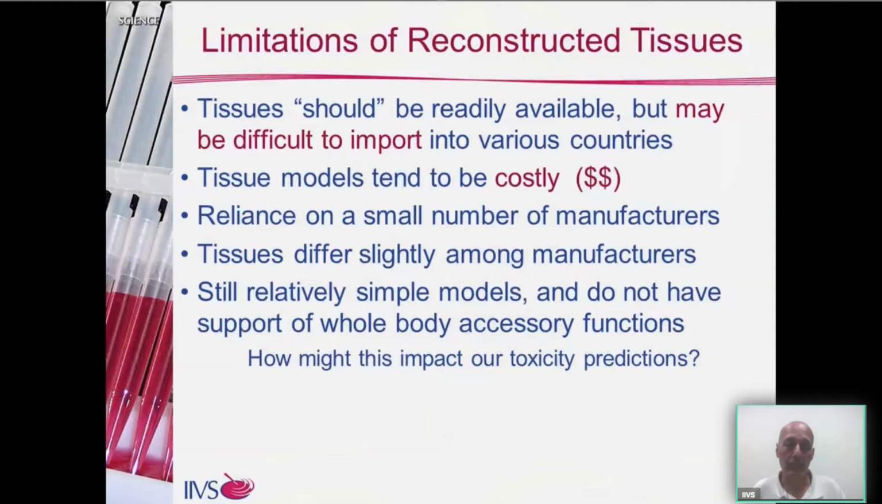And lastly, still relatively simple, these models do not have support of whole body accessory functions, and in fact, they may not have all the cell types or all the cell functions of an ex vivo tissue. Particularly when we think about the ex vivo cornea relative to the reconstructed corneal tissue, we have analogous tissues in the three-dimensional reconstruction, but we don't have quite the complexity of the ex vivo tissues. So again, we have to ask the question, how might these changes impact our toxicity predictions?